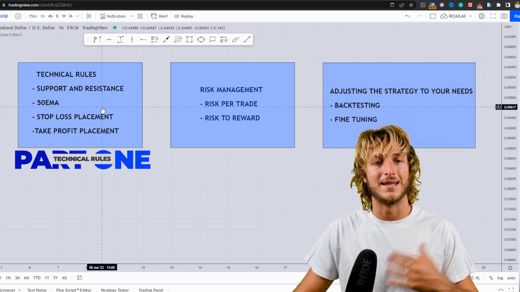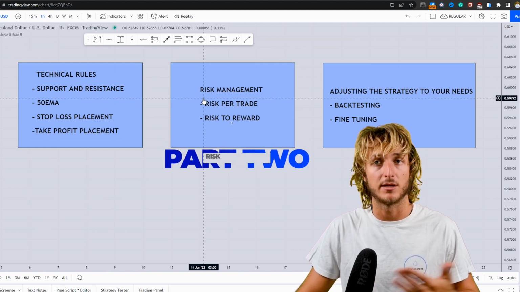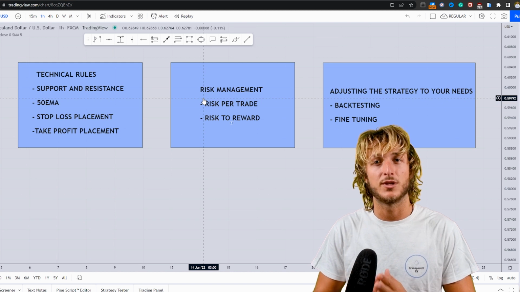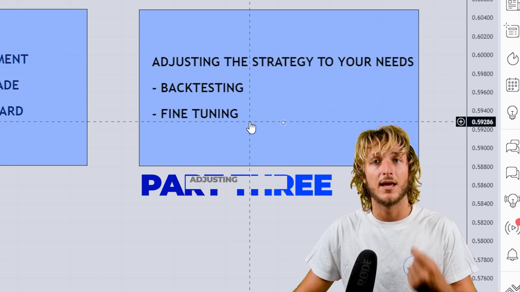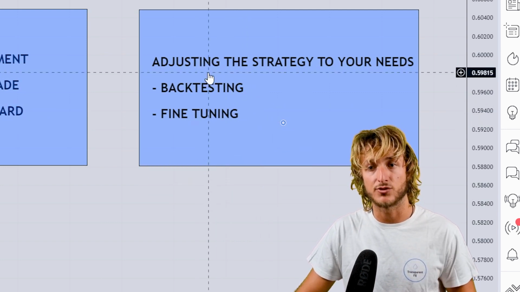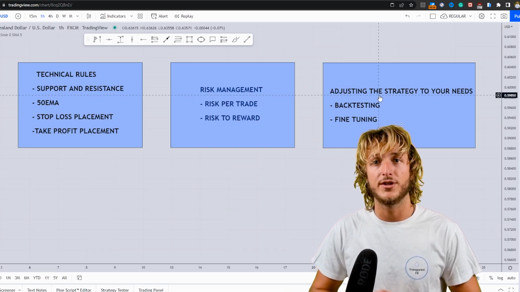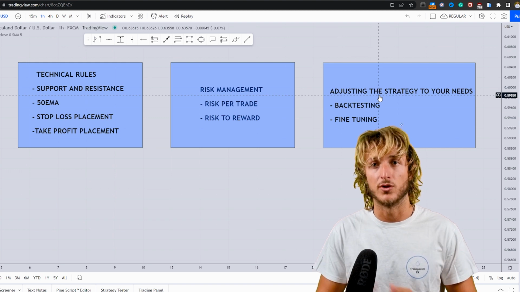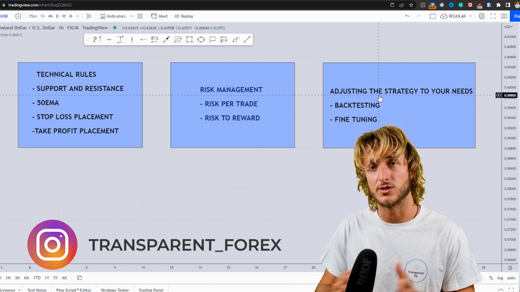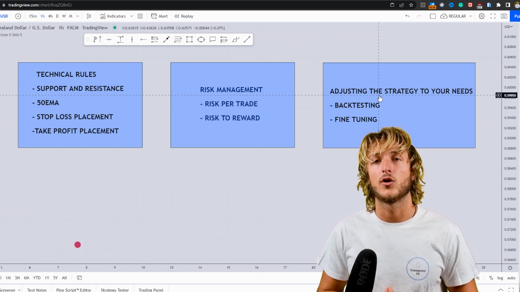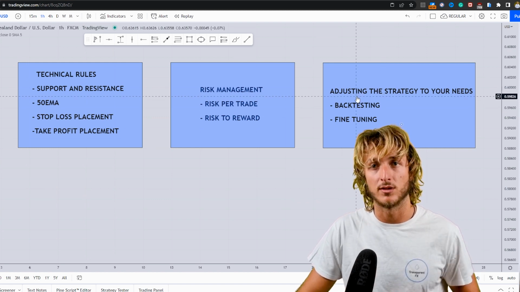First, I will be explaining the technical rules. Then we will go and see what we have from a risk management perspective for the strategy. And as you know, risk management is a key element for any trading strategy. And then I will also be elaborating a bit on how to adjust the strategy to your needs with proper backtesting and fine tuning. All these lessons are also very useful for any kind of trading strategy, not really only this one. So I really suggest that you stick to the end of the video to have a comprehensive view of everything that I want to share here. Let's get straight into it.